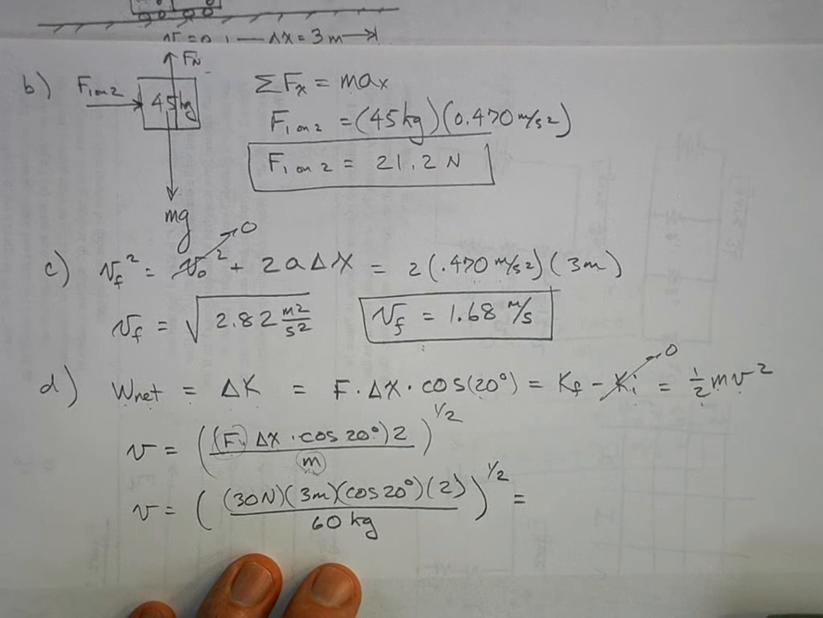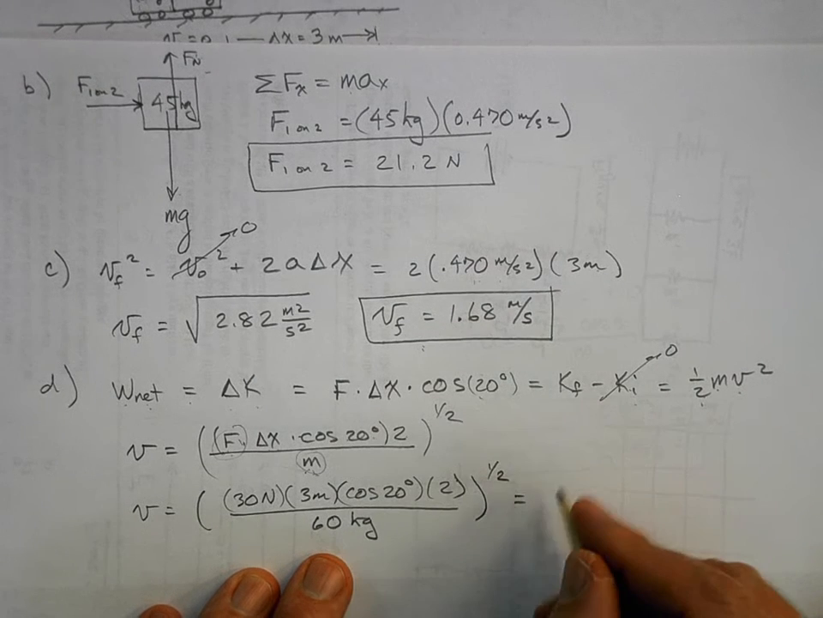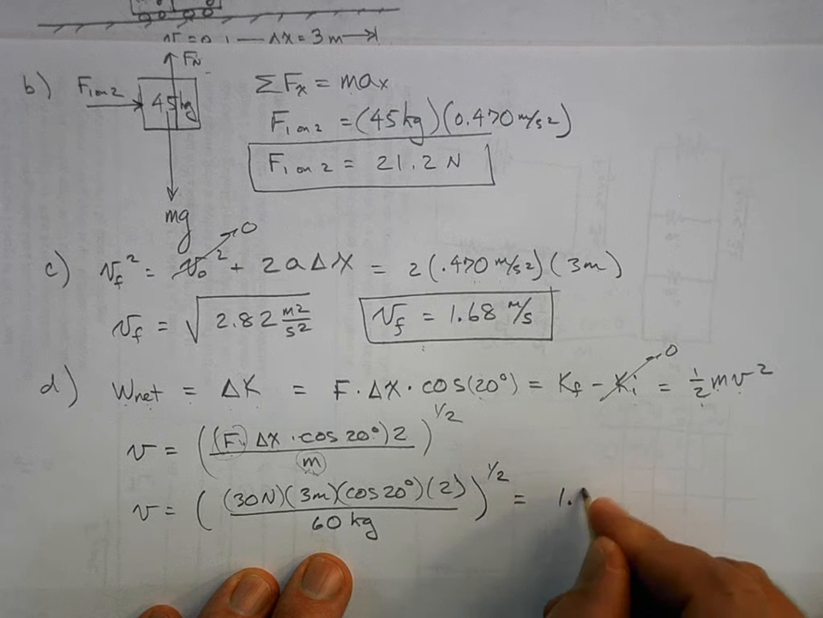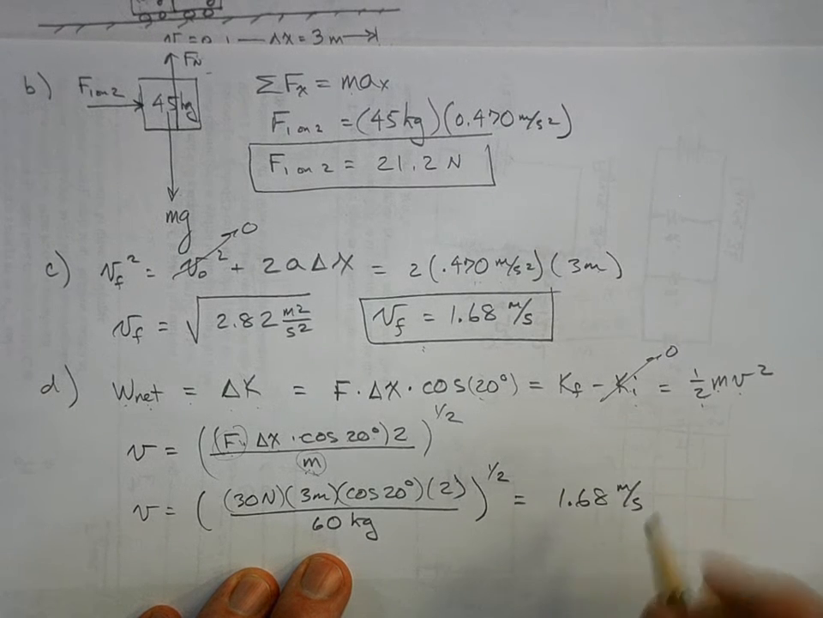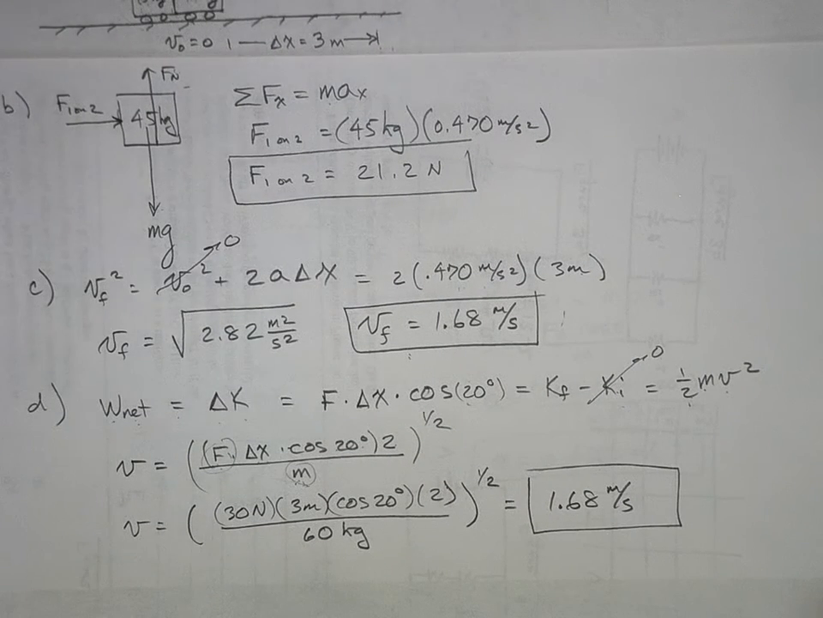30 times 3 times the cosine of 20 degrees times 2 divided by 60. And then I take the square root of that. And I get 1.68 meters per second. Woohoo! Same as up here. I just want you to see that it all works. I mean, it works. It all tells us the same thing.